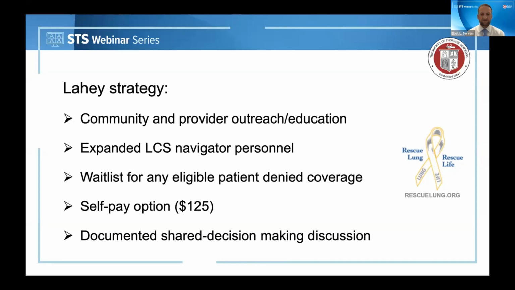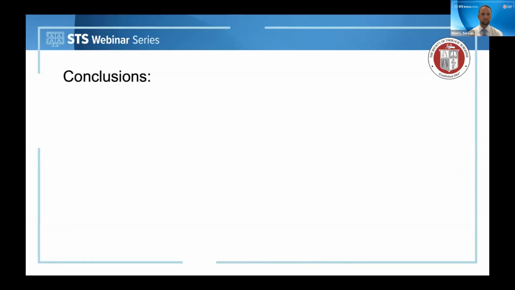Many patients don't want to wait for that and they're willing to self-pay. And we have worked with our institution to have a flat fee, $125 for the screening study. And we are working to make that across the entire health system. And of course, it's important to document the shared decision-making. It's important to make it clear that we are recommending CT lung screening and that the patient's not getting the study because of coverage issues, but that shared decision-making has occurred.